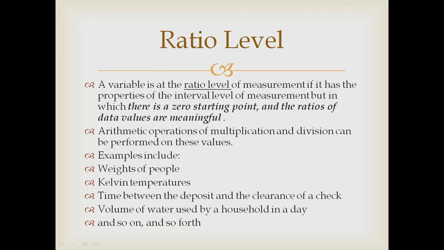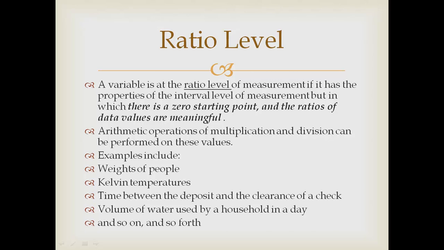And then the ratio level. A variable is at the ratio level of measurement if it has the properties of the interval level of measurement, but in which there is a 0 starting point, and the ratios of data values are meaningful. Here, we have a 0 starting point, and the ratios are meaningful. You can perform arithmetic operations of multiplication and division on these values.